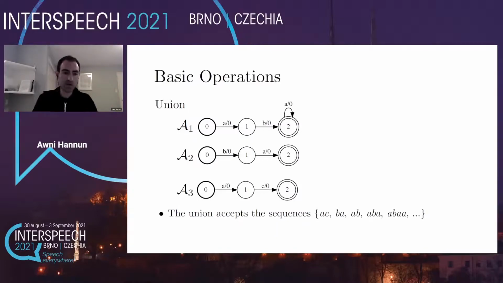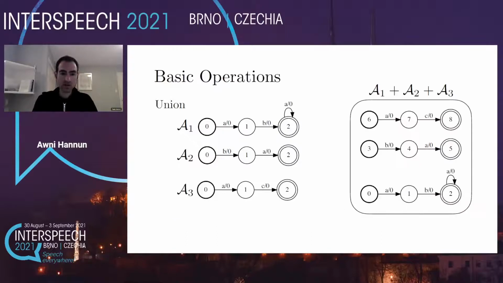Like I was saying, the union accepts any of the sequences that any of the input graphs accept. And the score will be the score accumulated from all of the input graphs. The way that we represent the union is with this sum operation, A1 plus A2 plus A3. The graph itself is the same graph, but instead of being three individual graphs, it is a single graph with three start states and three accept states.